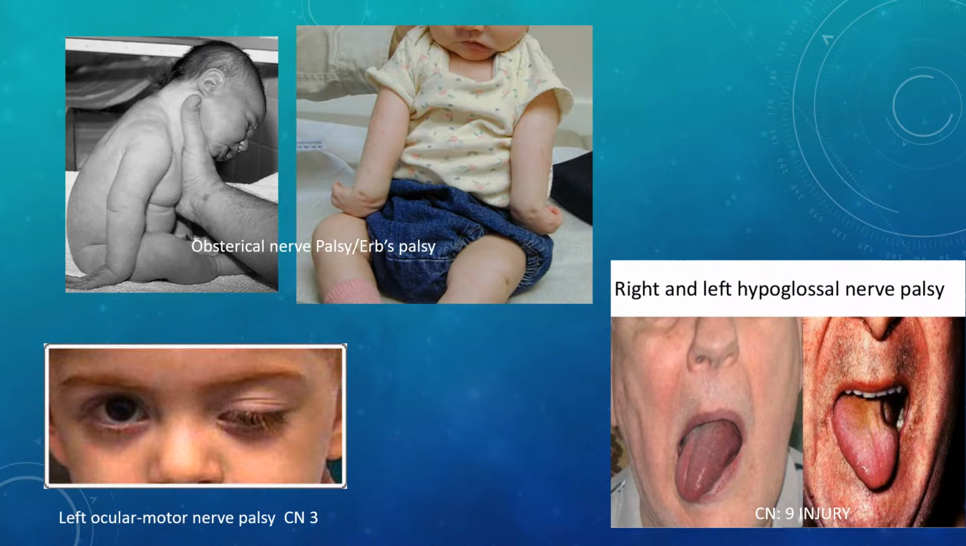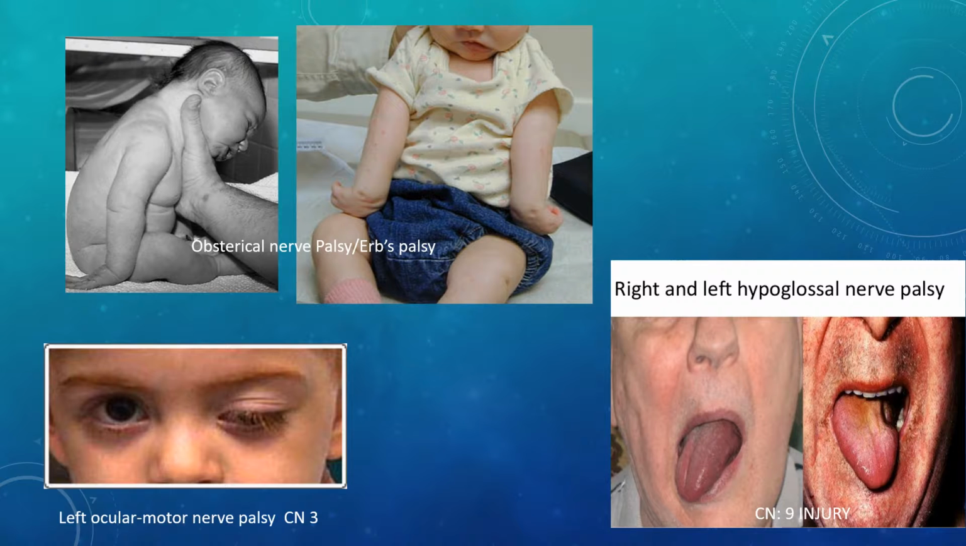So I have some examples. This is Erb's palsy, and it's caused by the brachial plexus injury during birth. And this is kind of the characteristic posture here. So it'll require therapy, obviously, to address and hopefully improve motor function in those hands.